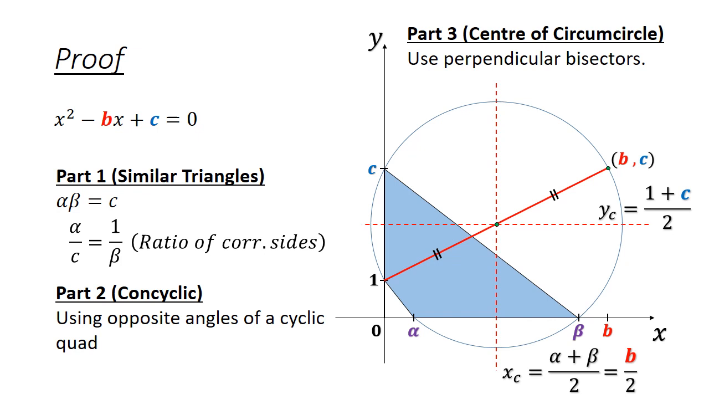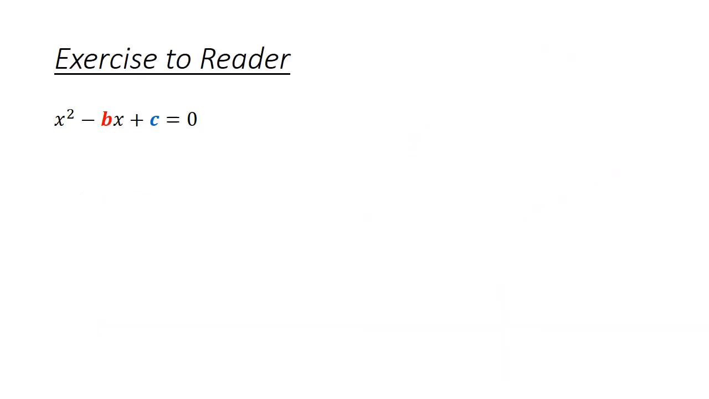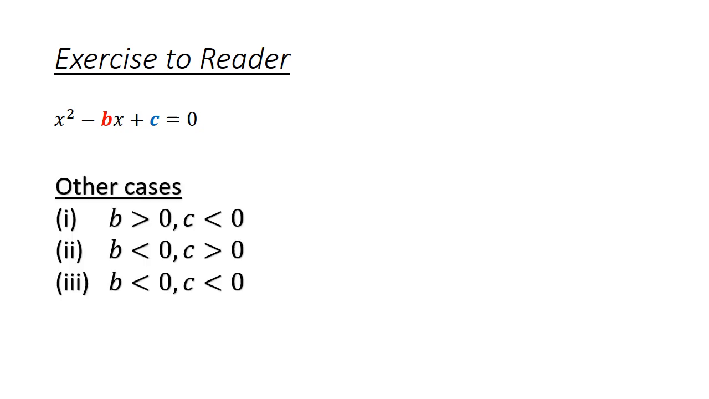Or does it? Actually, the proof is still a little incomplete because I've assumed that b and c are both positive. So a good exercise to the reader is to try to prove it to yourself that it would be true for the other cases: where b is positive and c is negative, or when b is negative and c is positive, and lastly when b and c are both negative.